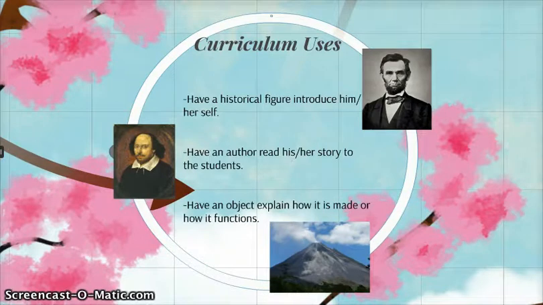Another example I thought of was for literacy, having an author read his or her story to the students. So maybe uploading a photo of Shakespeare and having him read one of his sonnets to the students. Finally, for science, I came up with an idea where you could have an object explain how it's made or how it functions. One way to do this is you could have a picture of a volcano and add a mouth and have the volcano talk in first person about what makes it erupt.